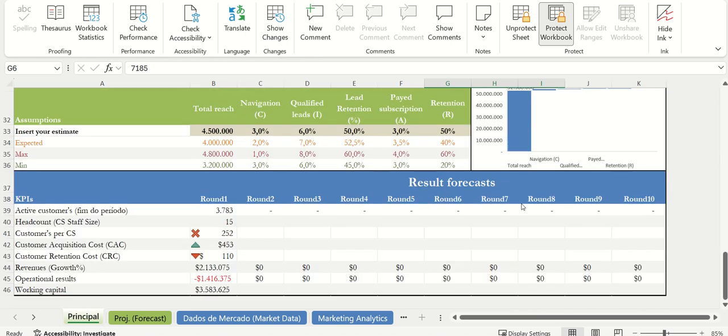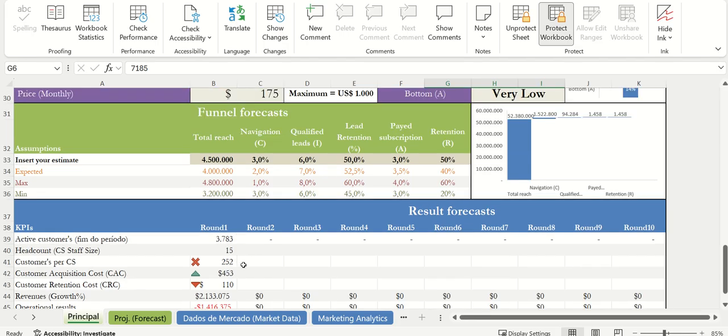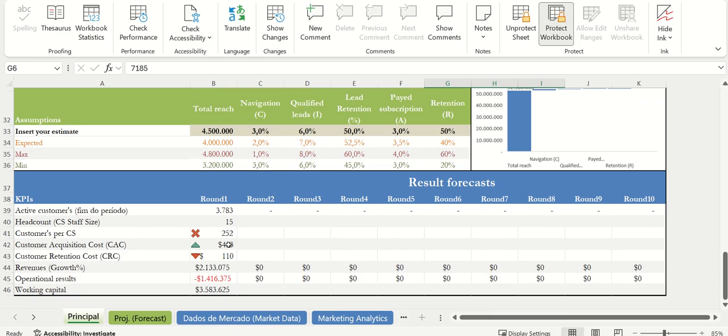So as I can see here, with these results, what I may expect for the first year. If my funnel operates like this, I may expect to have 3.7, almost 3.8 thousand customers at the end of the year. I will achieve my headcount. This is my goal. But the number of customers per customer success will be really high. Probably this means that it will be really hard for me to have these retention rates or conversion rates. Customer acquisition will be like this.